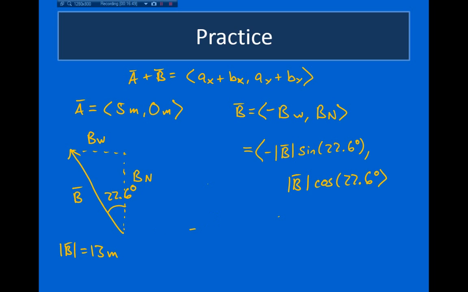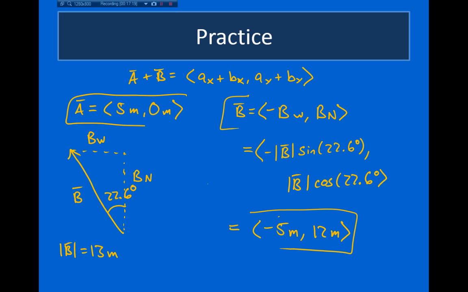Give myself some more room there. So now if I plug these things into a calculator, I take 13 and multiply it by sine of 22.6, then I get minus 5, or sorry, minus 13... So we have minus 5 meters as the east-west component of vector b, and the north-south component will be 12 meters. So that's vector b, and over here we have vector a.